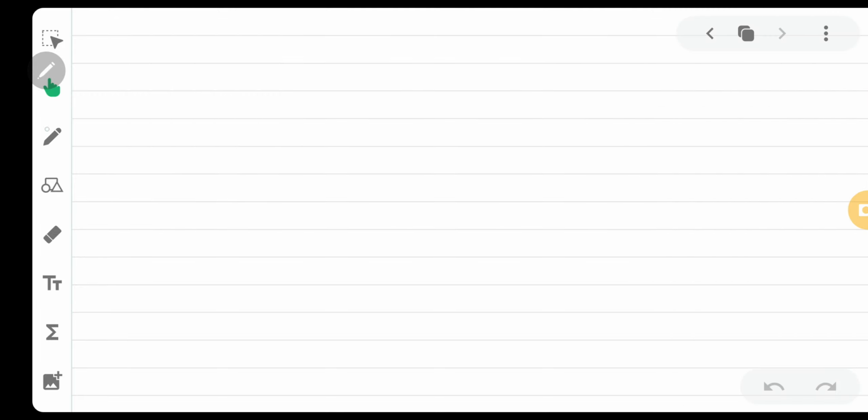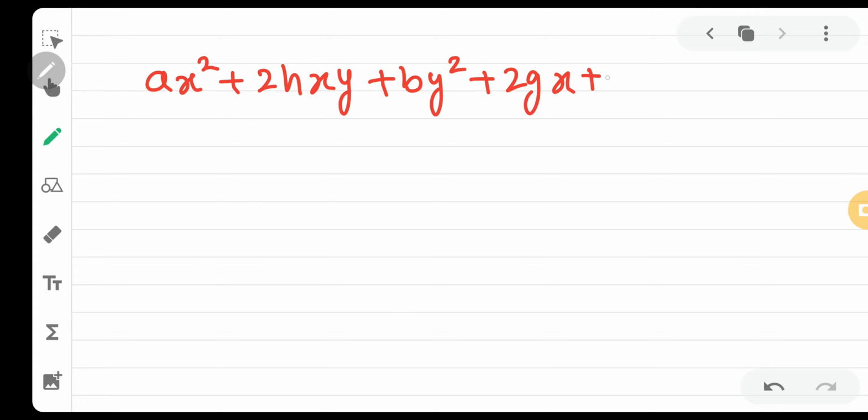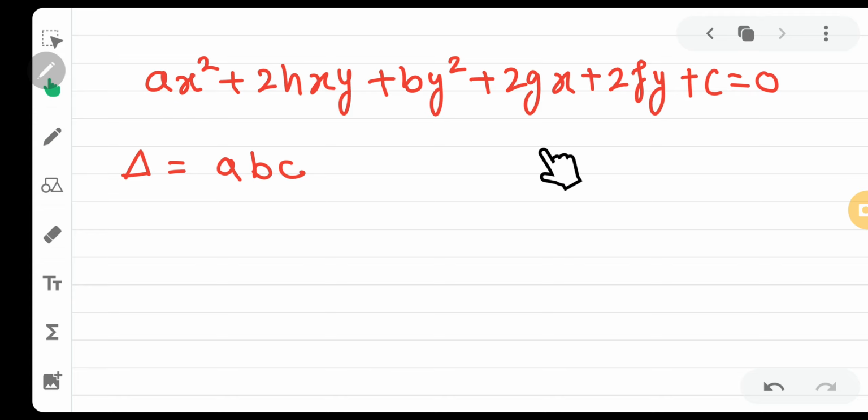First of all, you need to understand the standard general form of a conic section, which is ax square plus 2hxy plus by square plus 2gx plus 2fy plus c equals 0. You need to have a standard equation in this form. Then you need to understand the value of delta. The value of delta is very easy to remember. You can remember it as A, B, C. That goes alphabetically, as you can see in the equation: A, B, C.